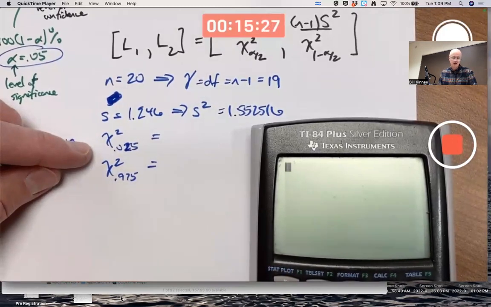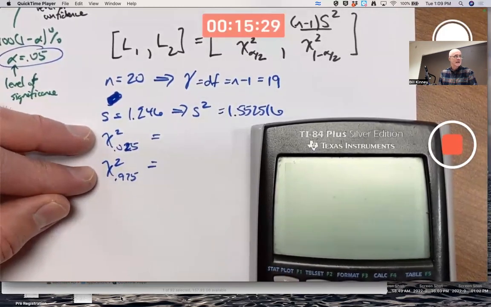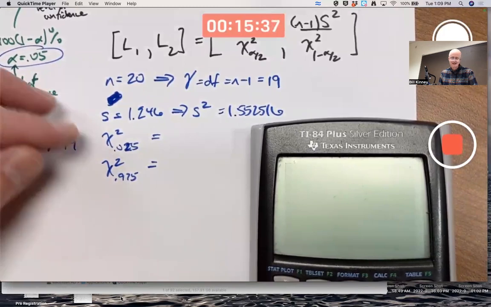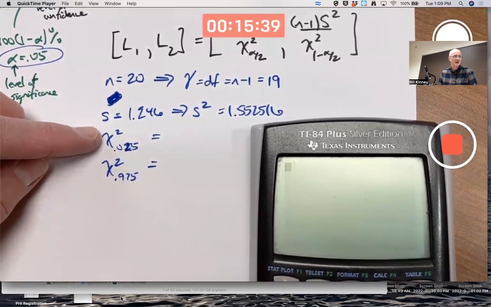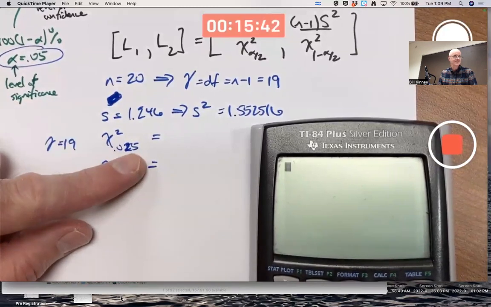Without using technology, which one of these two is bigger? The subscripts are areas to the right. The top one's got to be bigger, since it has a smaller area to the right.